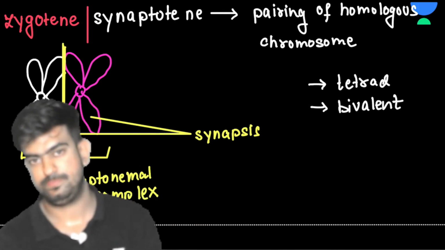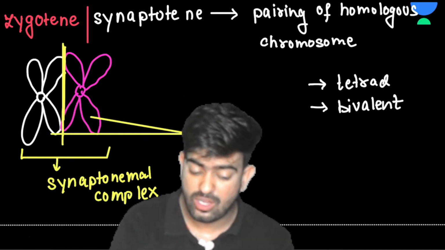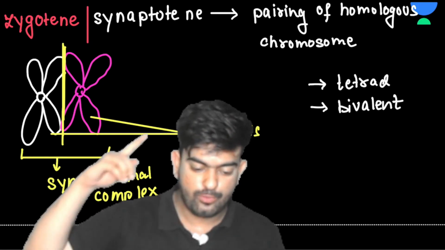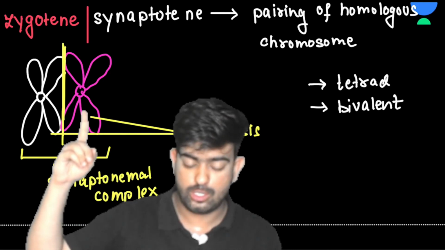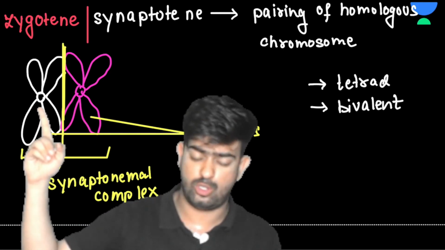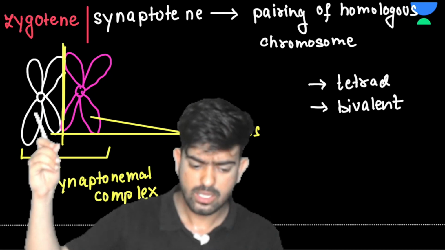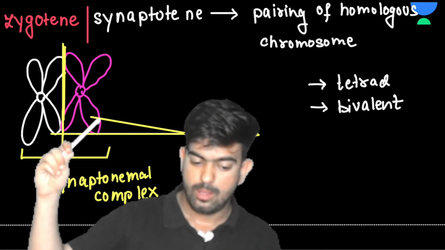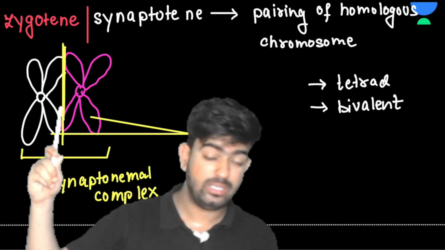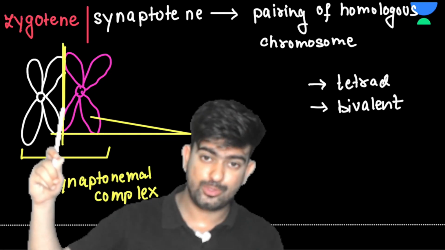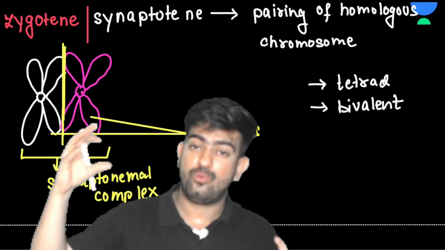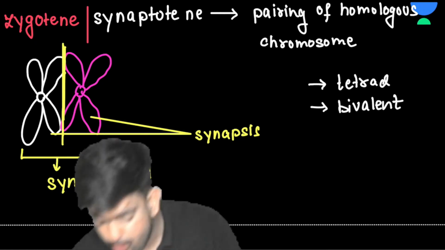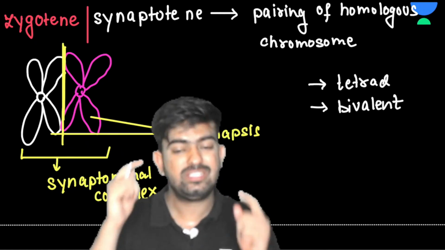Why tetrad, sir? Why are we calling these structures tetrad? Can you see here, this is one homologous chromosome, and this is the second homologous chromosome, right? This was Harry's chromosome, and this was Julie's chromosome, both chromosome number 1. They are homologous chromosomes, and they are pairs. How many pairs do we have? We have only one pair, so this is known as synapsis.